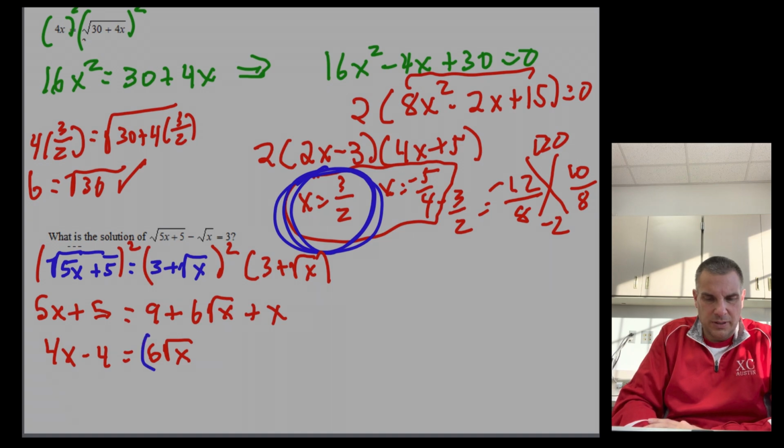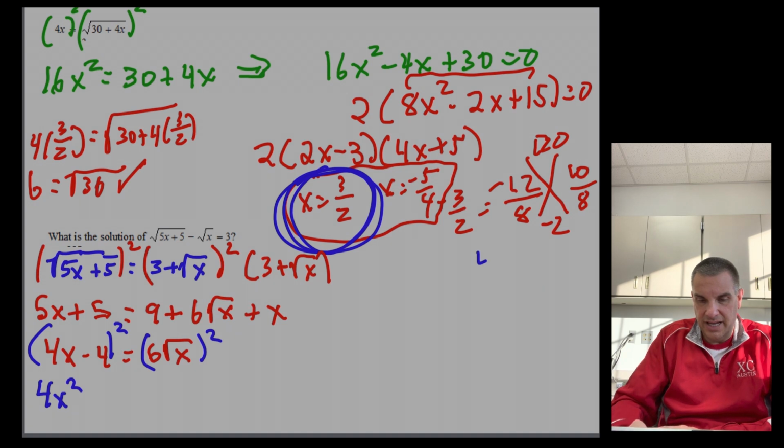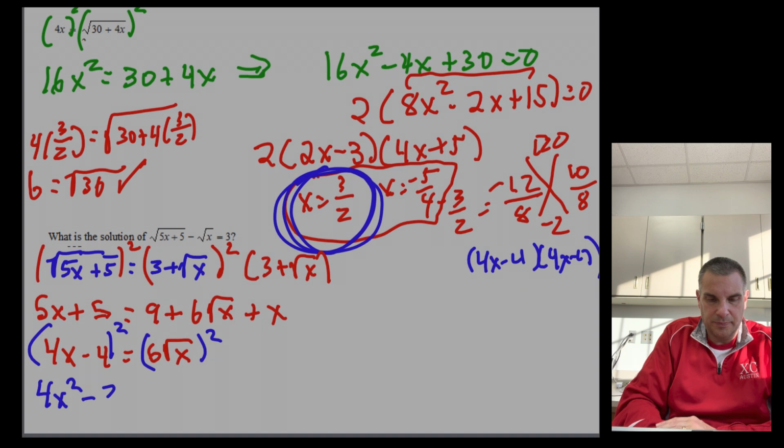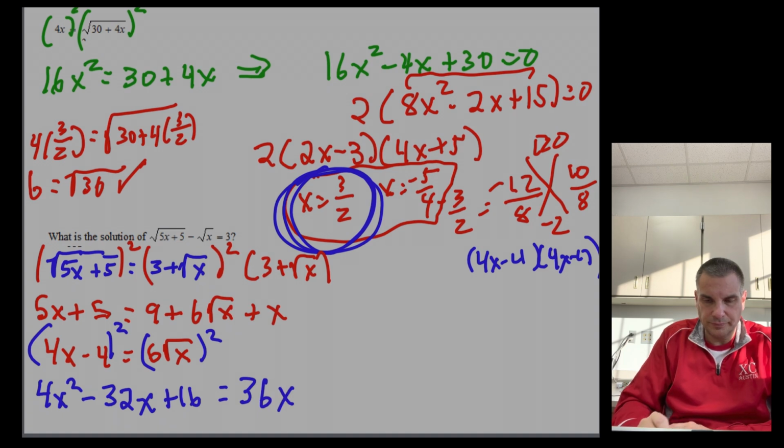So at this point I'm going to square both sides. So 4x minus 4 squared, that's 4x squared. Again, side note over here, 4x minus 4 times 4x minus 4. So that gives me minus 16x minus 16x, so that's minus 32x plus 16 equals 6 squared is 36x, the square root of x squared is just x. Wow. Okay, so we keep going.